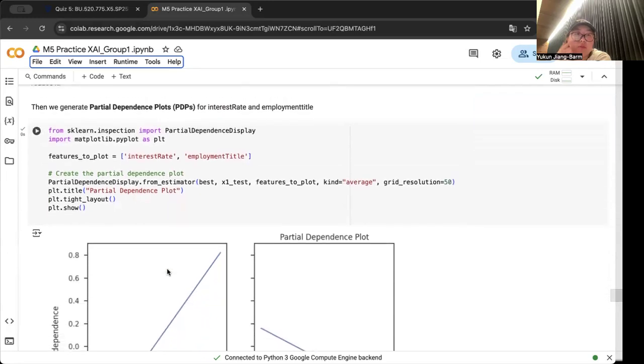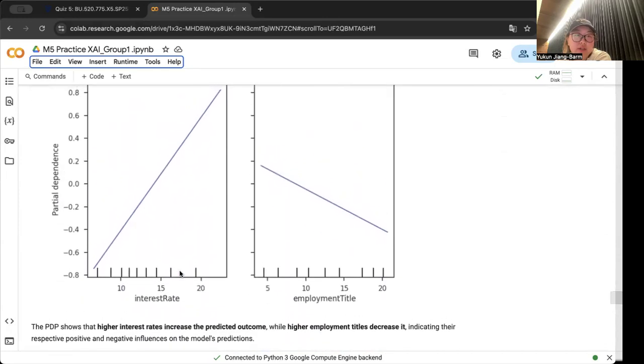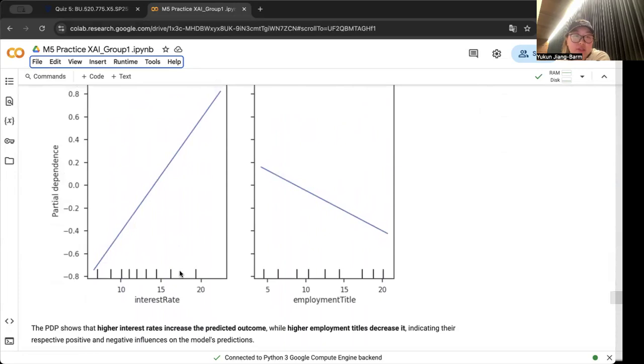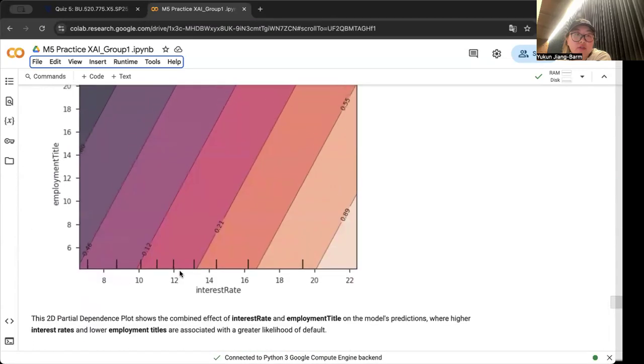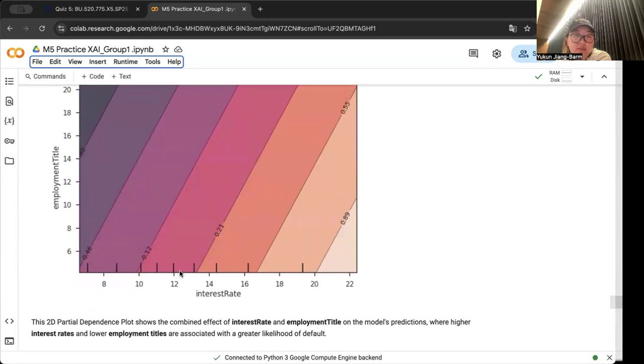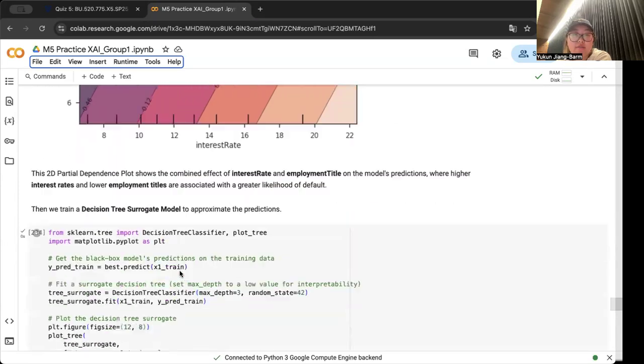And then we move into the partial dependence plots. This PDP shows that higher interest rates increase the predicted outcome while higher employment titles decrease it, indicating their respective positive and negative influences on the model's predictions. And also the 2D PDP shows the combined effect of the interest rate and employment title on the model's predictions, where higher interest rate and lower employment titles are associated with a greater likelihood of default.